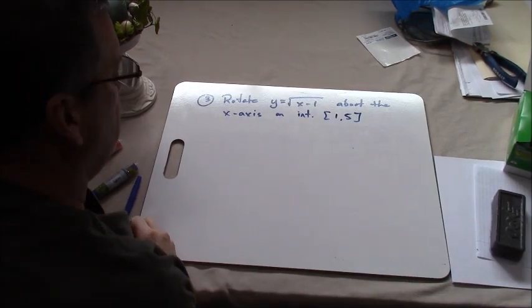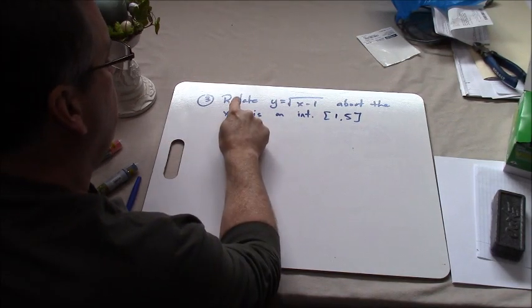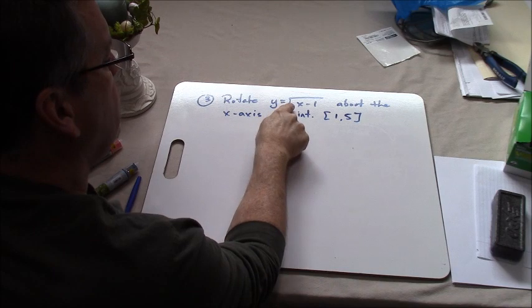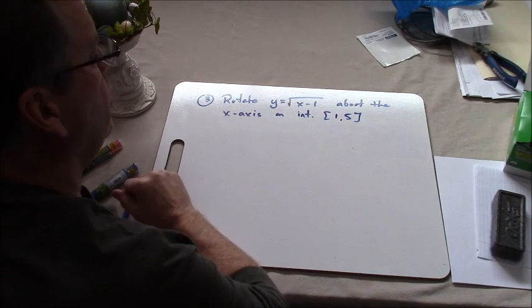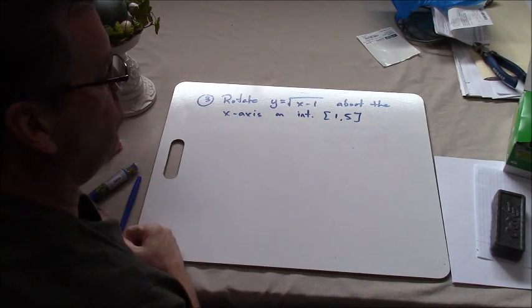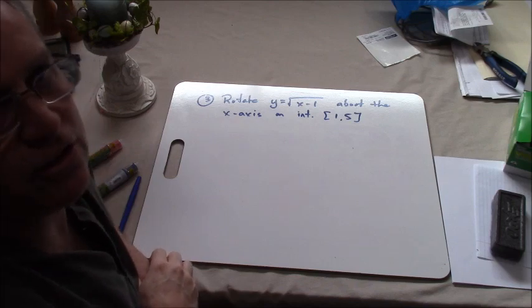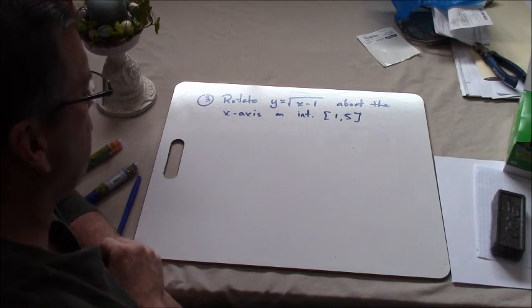All right, so I'm going to let you guys try this one on your own. We want to find the volume when this equation, y equals the square root of x minus 1, is rotated about the x-axis on the interval 1, 5. Start with a picture, then set up your integral, and go ahead and solve that. You guys give it a shot.